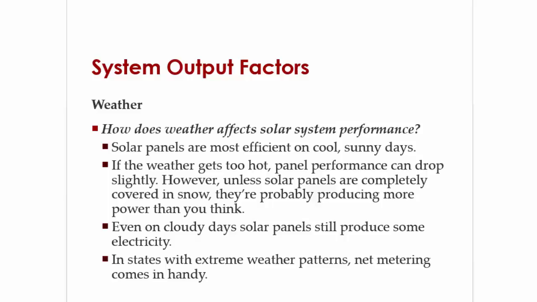Weather. How does weather affect solar system performance? Solar panels are most efficient on cool, sunny days. If the weather gets too hot, panel performance can drop slightly. However, unless solar panels are completely covered in snow, they're probably producing more power than you think. Even on cloudy days, solar panels still produce some electricity. In states with extreme weather patterns, net metering comes in handy.